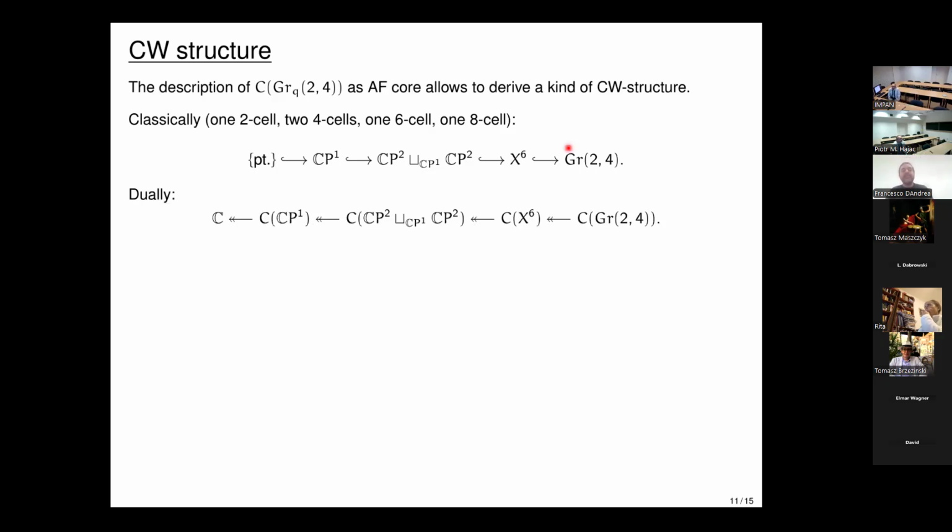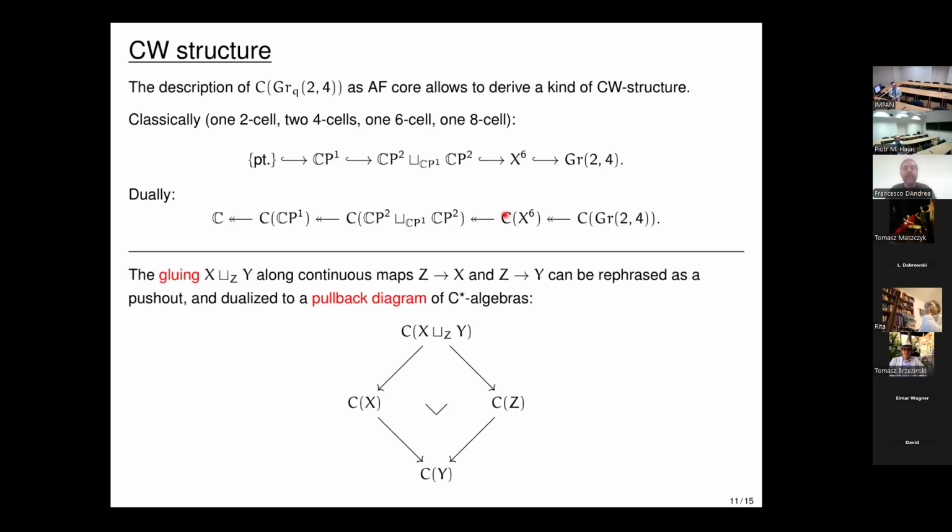But the first thing that we do, okay, let's put C everywhere and reverse all the arrows. So all these embeddings, from the dual algebraic point of view, become quotient maps between C*-algebras. This is the picture that we want to generalize to the quantum case. And I should also explain what I mean now by gluing. So, gluing X and Y along some topological space zeta.